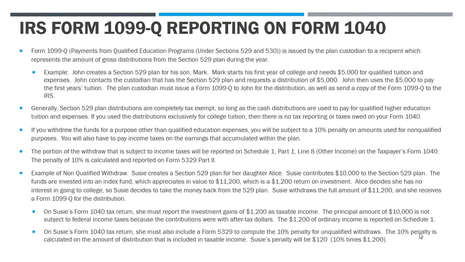Now, the penalty is calculated on the amount of the distribution that was included in income. So in Susie's case, she had $1,200 in income. So the penalty is going to be 10% times $1,200, which is $120. So all in, Susie's income tax return is going to report $1,200 in income, which is subject to tax at whatever her effective rate is. And then she's also taxed on a $120 penalty that gets paid with her Form 1040 tax return.